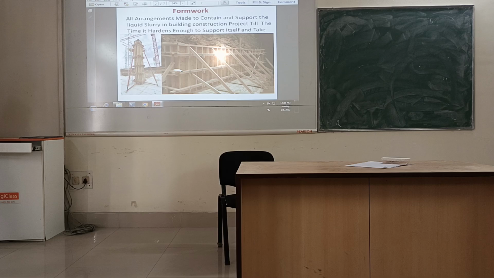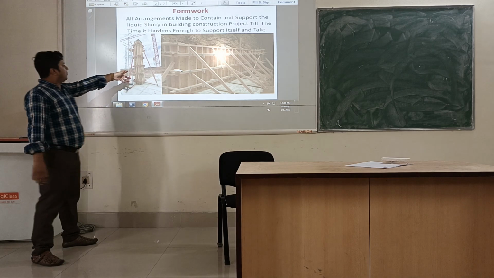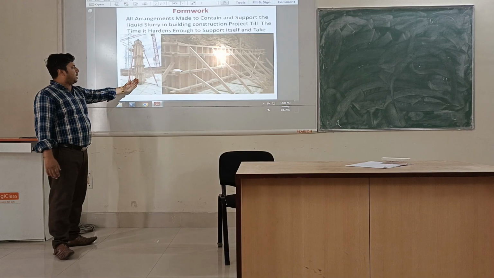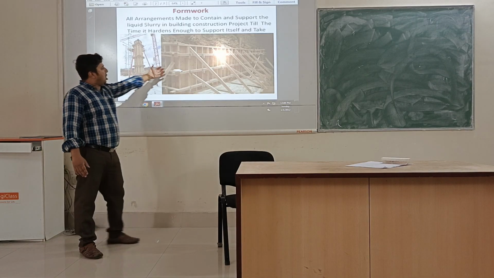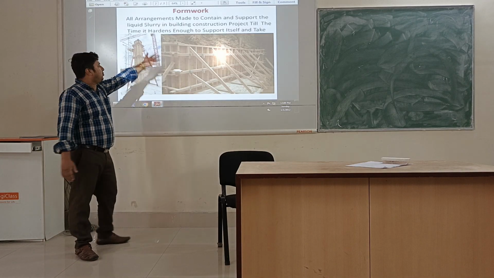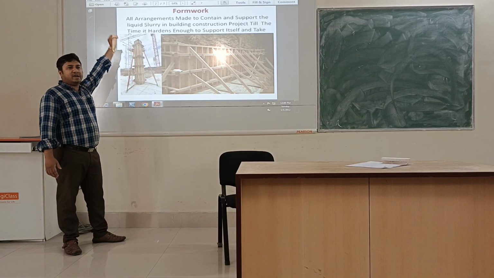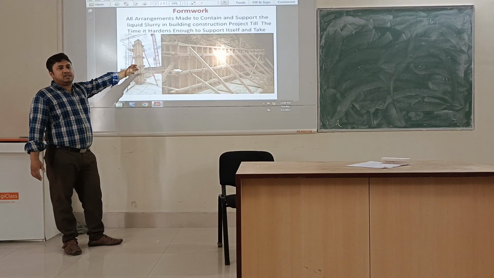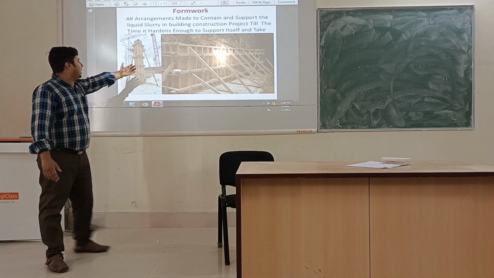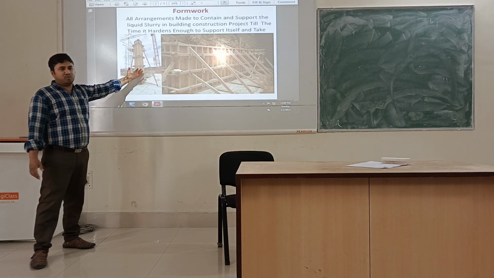So first here is the formwork. The formwork is defined as the arrangement that is made to contain and support the liquid slurry of the concrete. Any arrangement in the vertical form to support a vertical member, whether it is a column or a wall type member, which takes a form and holds the concrete slurry and supports that material, is called your formwork.